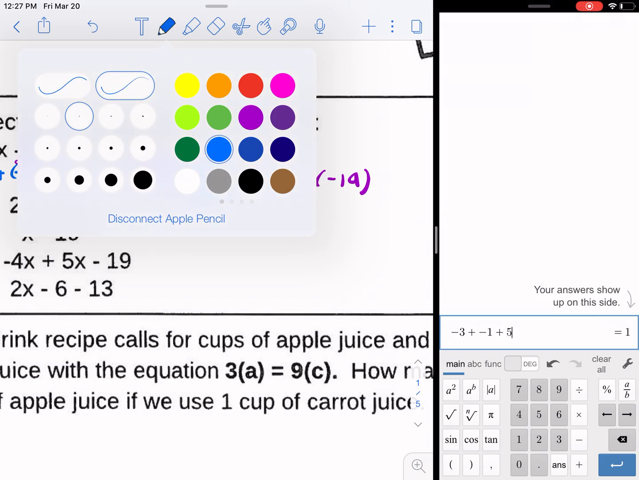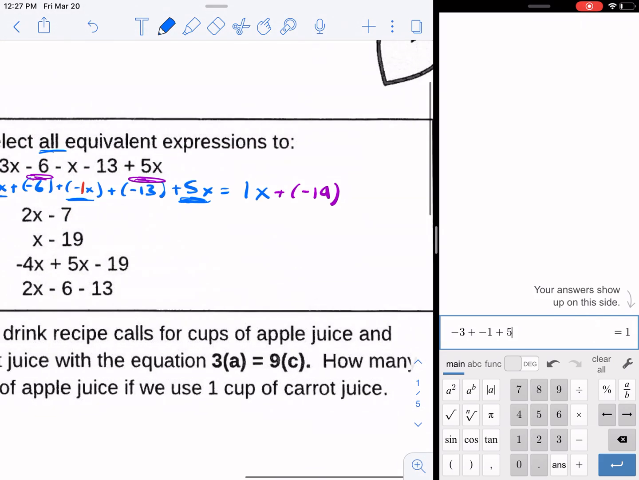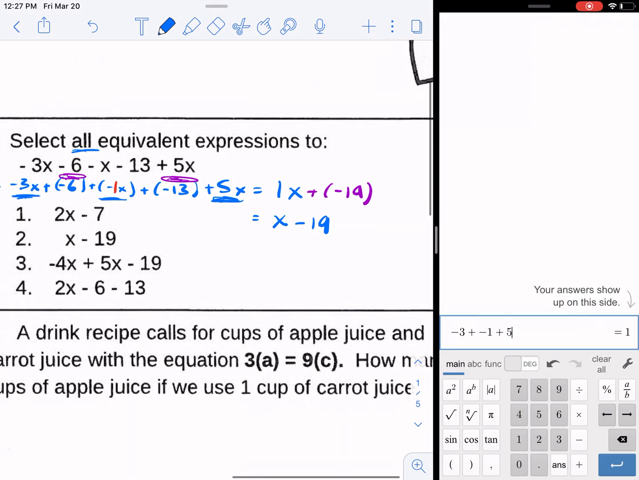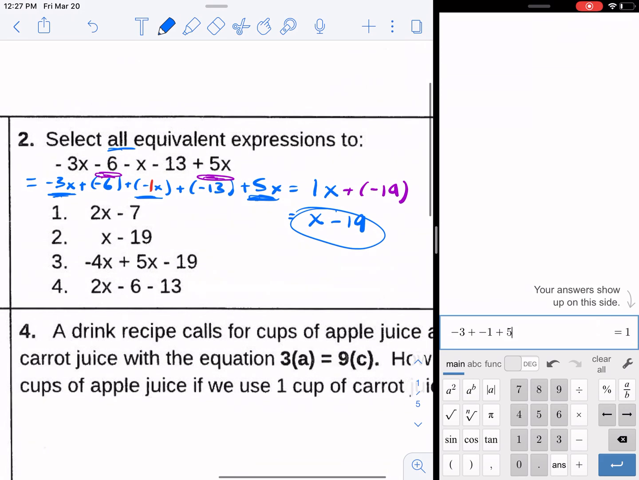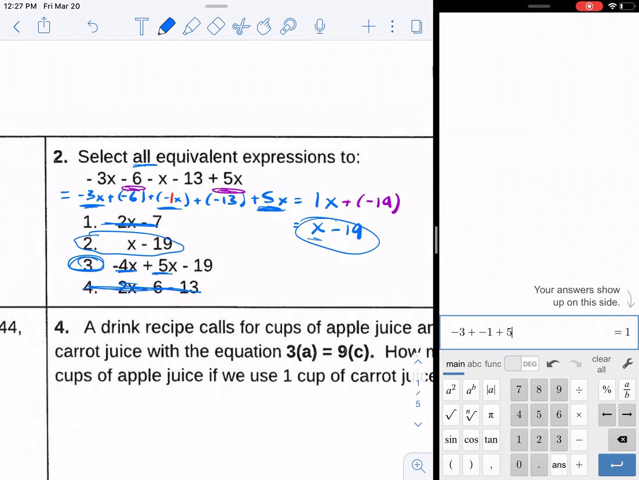So I want simplest form. So the 1x, well, that's just x. And then a positive and a negative, that's a minus 19. So I'm looking for something along those lines. So number 1 does not work because that's not a 1x. Number 2 works perfectly because that's exactly what we have right there. Number 4, well, that's 2x again, not going to work. And then number 3, well, if I combine the negative 4 and the positive 5x, that's going to be a 1x. So number 3 works for sure. And that's number 2.